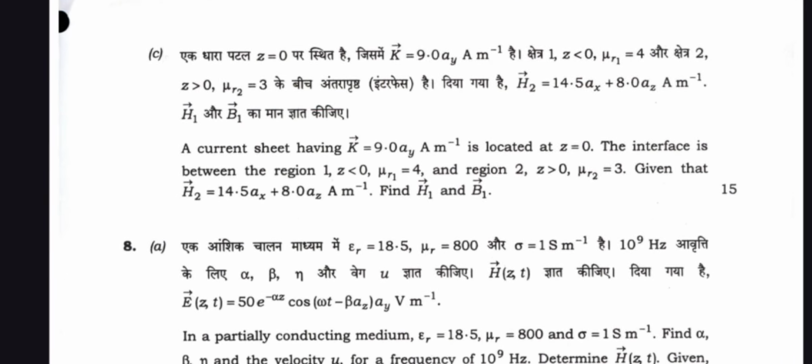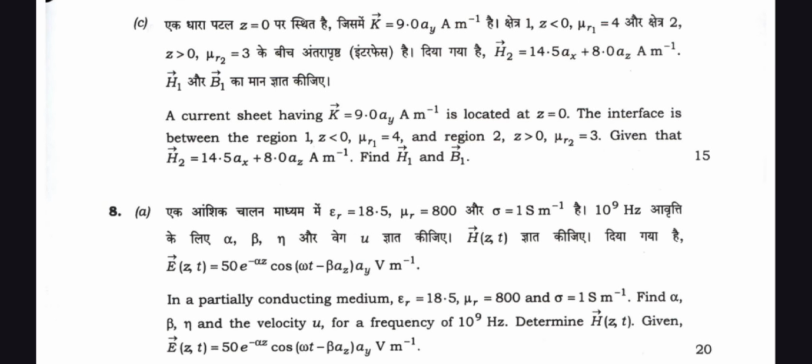And question number 6 here. This is the numerical part. A current sheet having K equal to 9.0 ay A/m is located at z equal to 0. The interface is between region 1, z less than 0, with mu r1 equal to 4, and region 2, z greater than 0, with mu r2 equal to 2, given that H2 is equal to 14.5 ax and 8.0 az A/m. Find H1 and B1. So question number 8 is there.